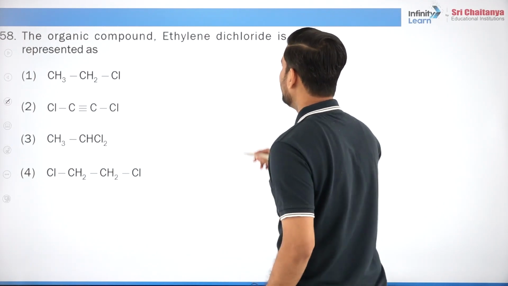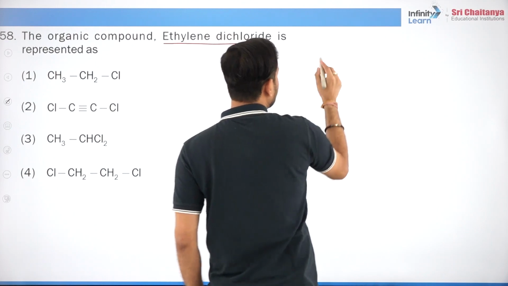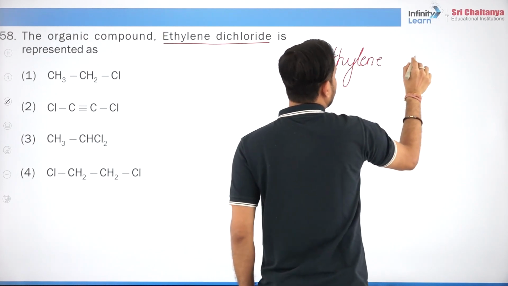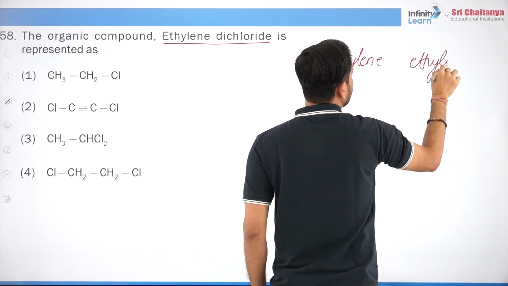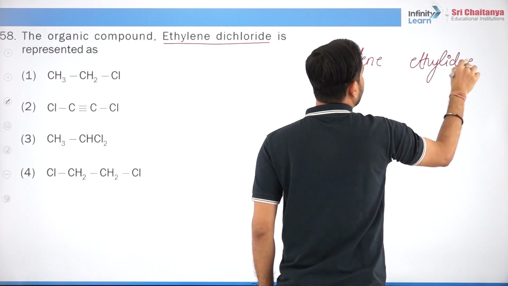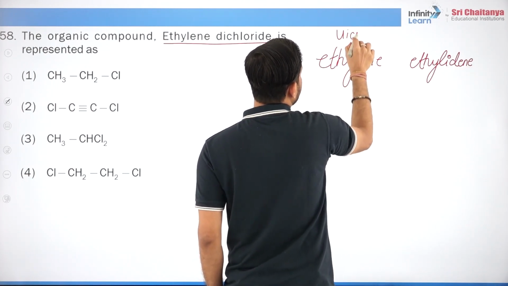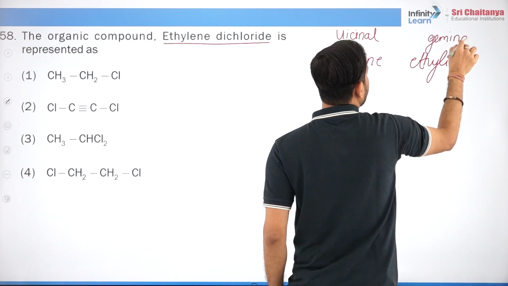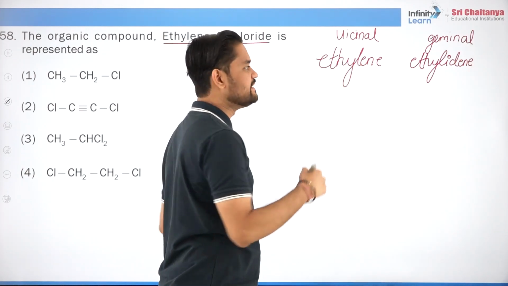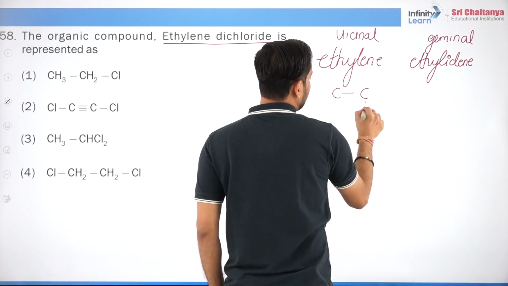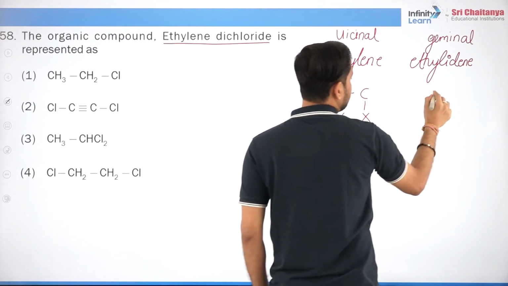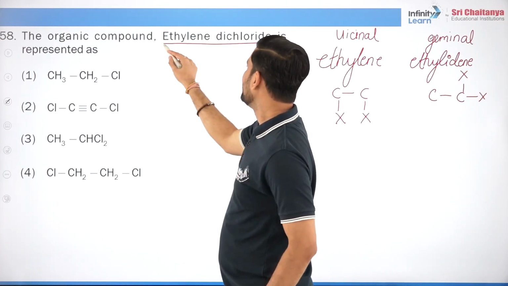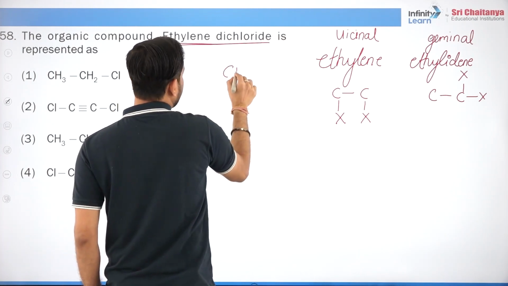The organic compound ethylene dichloride. There are two names, guys, which are most confusing. The first one is ethylene and the next one is ethylidene. Ethylene is vicinal, whereas ethylidene is geminal. Please make a note of it, guys. Ethylene is vicinal and ethylidene is geminal, and vicinal means adjacent whereas geminal means same. So we are talking about ethylene dichloride.